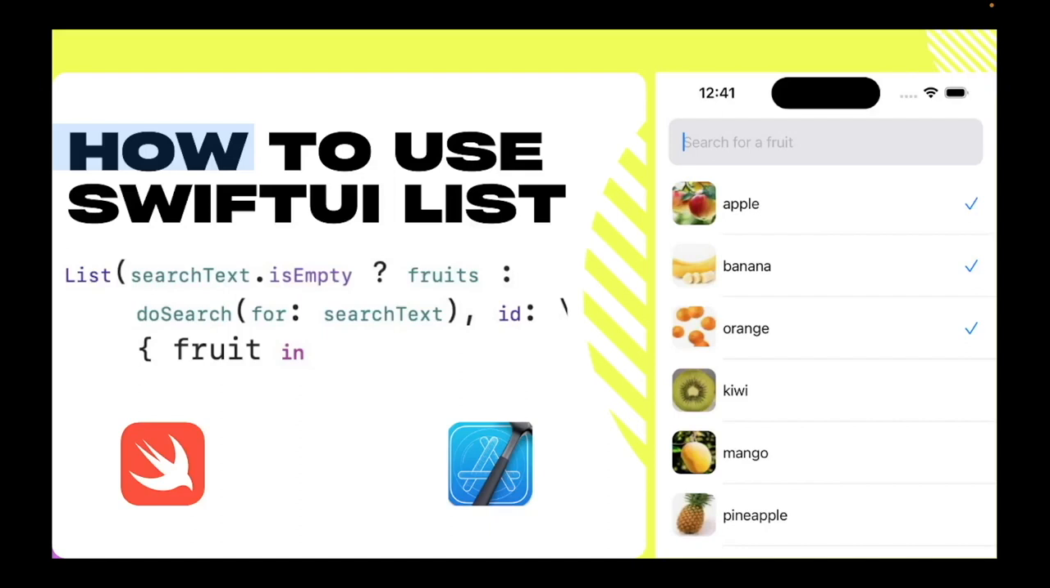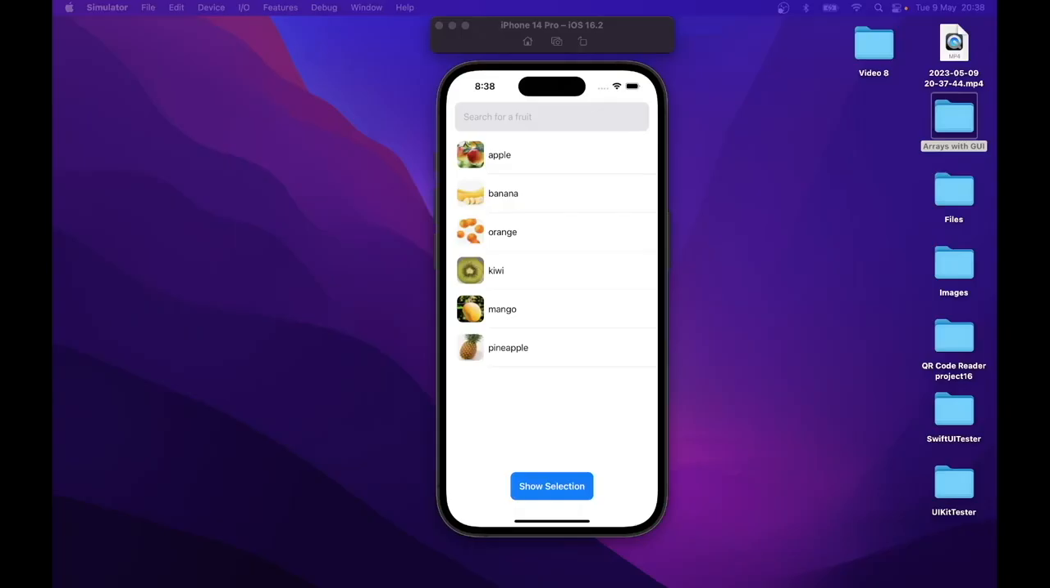Welcome to iOS Insights. Today's tutorial is about how to use a list within SwiftUI. Here is the app that we will be building. It enables the user to search for different types of fruits.